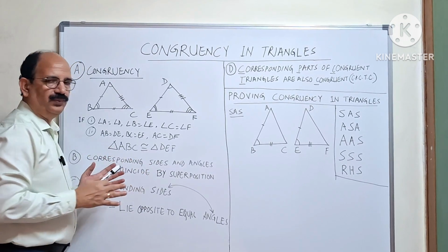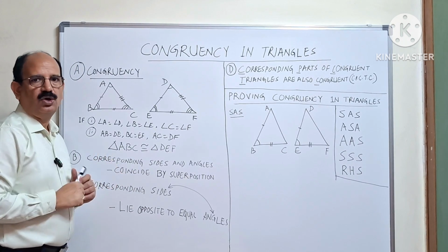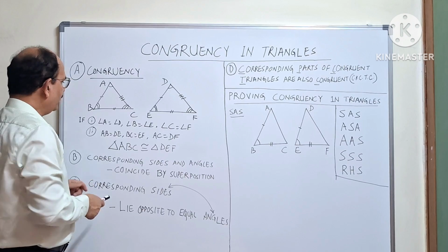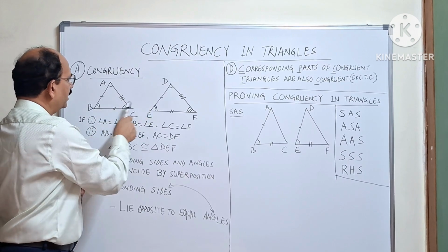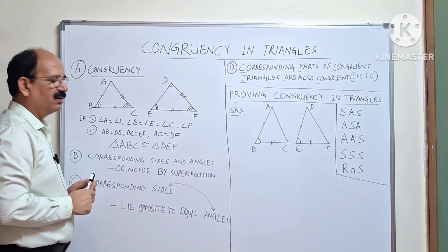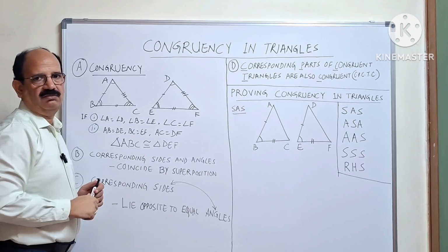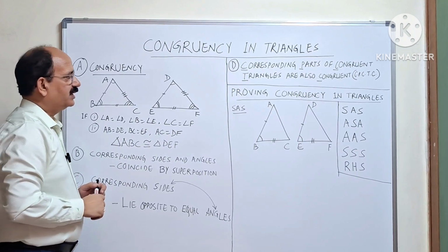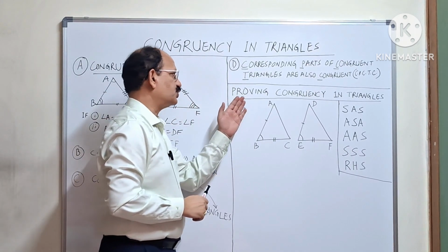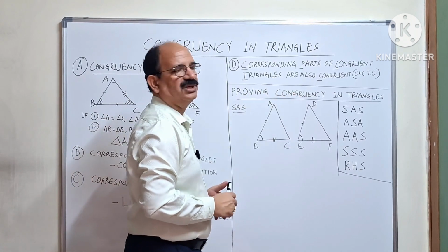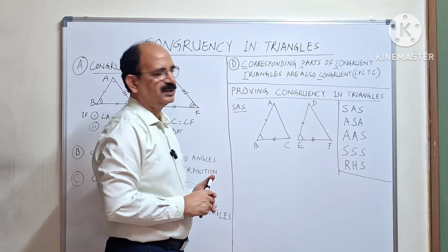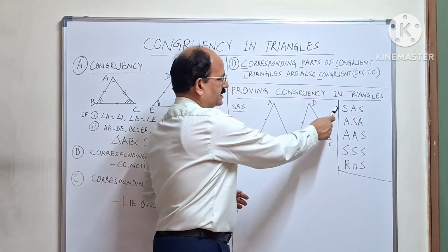If you have to prove two triangles congruent, you do not need to prove all angles being equal correspondingly, or all sides corresponding being equal. There are 5 ways in which you can prove congruency of two triangles. One is SAS.